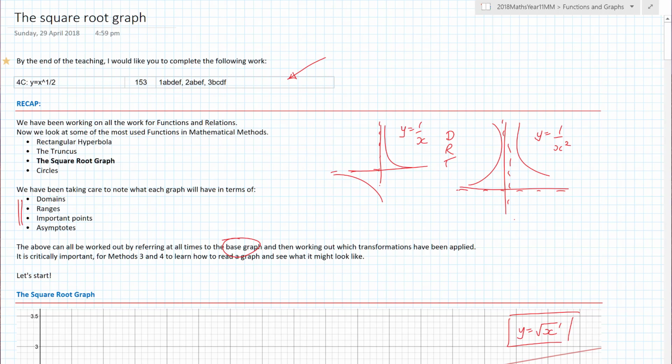Well, that's it. The square root graph is done. Thank you very much. It's one of the most important graphs used over and over again. It's been great having you. I look forward to seeing you next lesson, which is on circles.